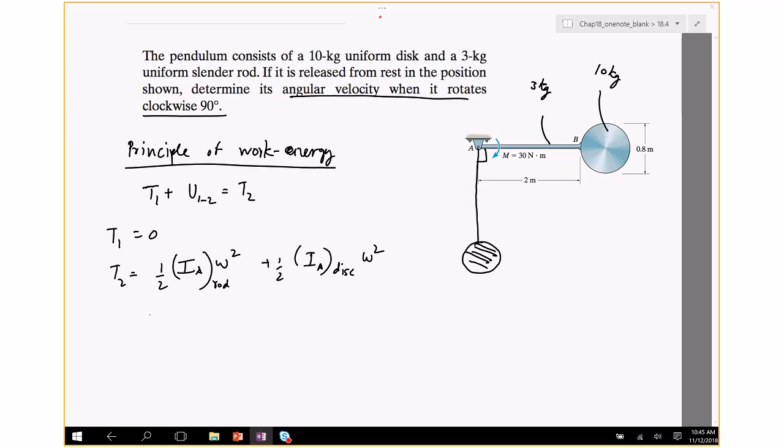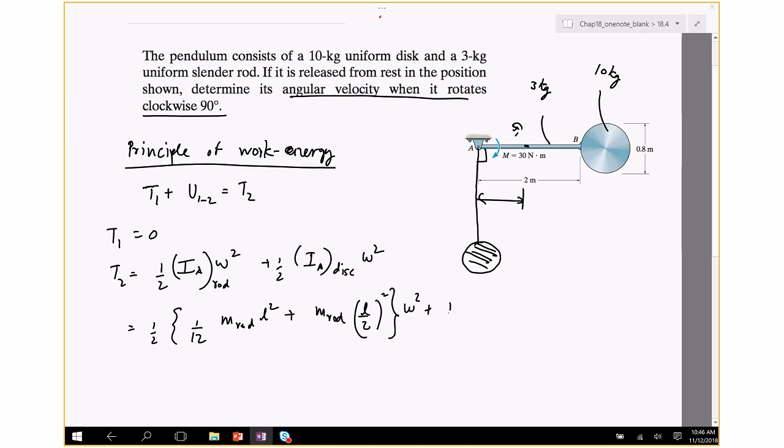Okay, so the inertia for a rod about axis A is going to be first the inertia about the center of mass. That will be given to you: mass of the rod times length squared divided by 12, plus, by the parallel axis theorem, mass times the distance from the center of mass to the axis A, so L divided by 2 squared.